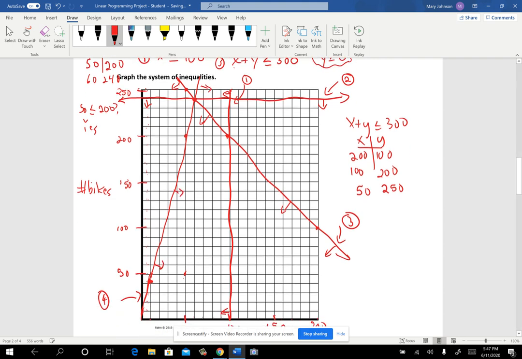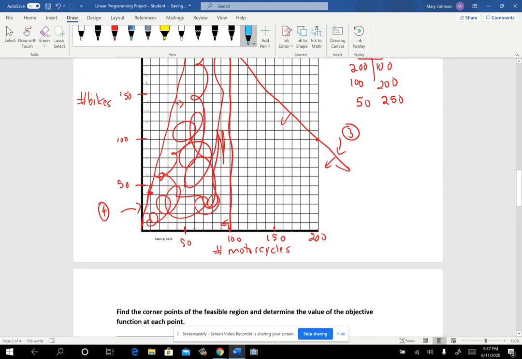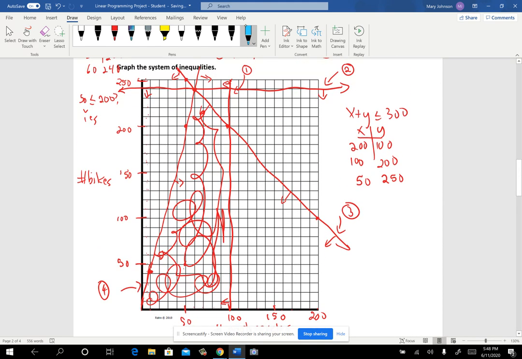Now, what I need to do is find where the shading satisfies all of these. And what I find is that I need to be somewhere in here. That would satisfy all of them. So I have that polygon. Now at that point, we're going to look for the vertices or the corner points of this polygon. So that would be these spots right here.